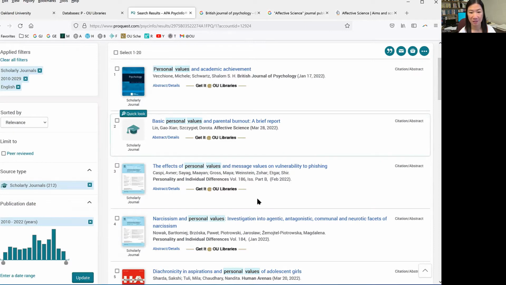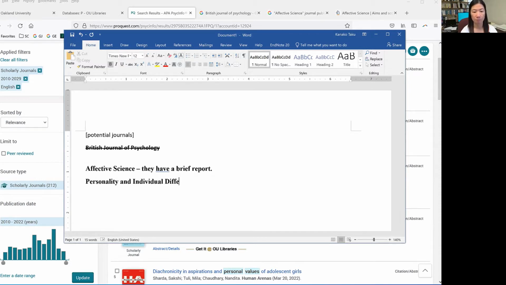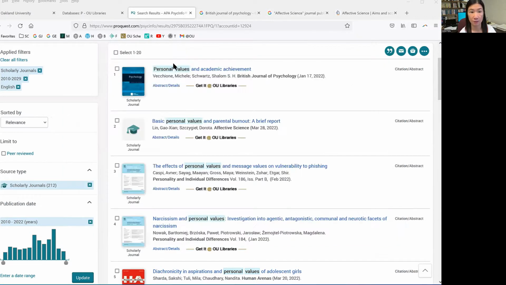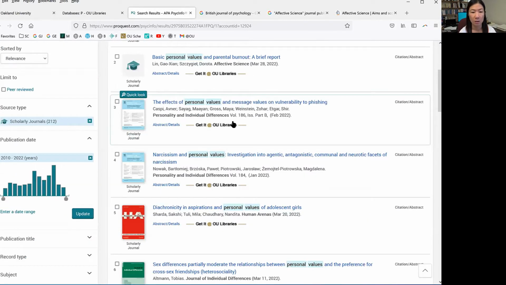Personality and Individual Differences. I submitted a few papers before, so I'm just gonna use that. And I actually recently even submitted one paper with the people in my lab, so I already know they definitely have a brief report format. So that's also good. So now I have at least two. I wanted to have maybe two or three. So now I have only two.